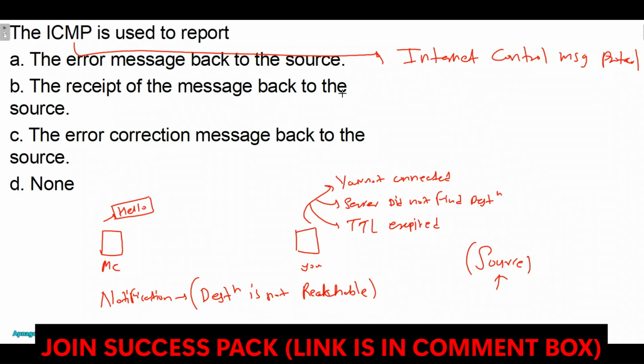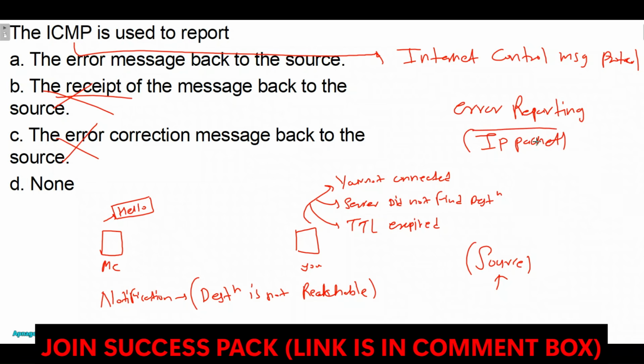So that's why, if we go to the options: the error message back to the source; the receipt of the message back to the source. No, receipt of message it does not do. The error correction message back to the source? No, error correction is not done by this, just error reporting. What is the major function of ICMP in networking? Error reporting. Whenever there is an issue, whenever our packet is not finding the destination for whatever reason, then ICMP reports to the source that your packet is not delivered, or destination unreachable.